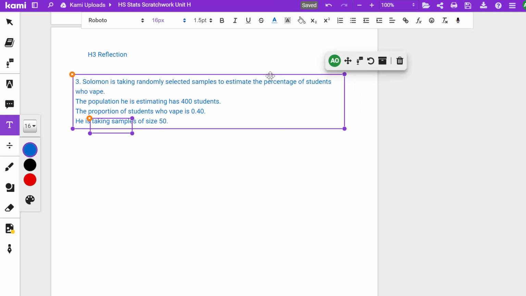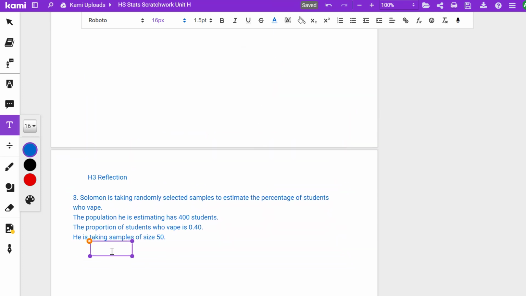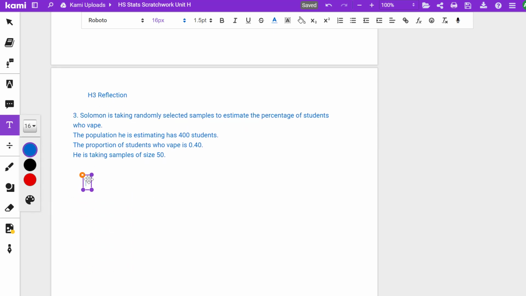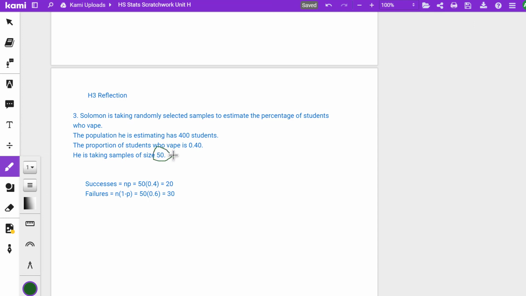The good news is he's taking a random sample, although you guys don't spend as much time on that part as my AP class does. They really have to check that. So first of all, let's check successes. Successes equals n times p. So we have a sample size of 50, that's n, and p is 0.4. When you multiply those out, you'll get 20. Expected failures would be n times 1 minus p, or just the balance of the sample. So it's going to be 50 times 0.6, which is 30, and you can see 20 and 30 adds up to the sample. So just to be clear, hopefully you notice that this piece right here, that's n, your sample size. And this is p right there, the proportion of students that vape.